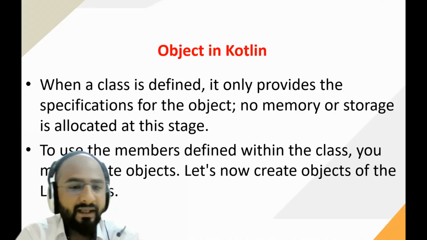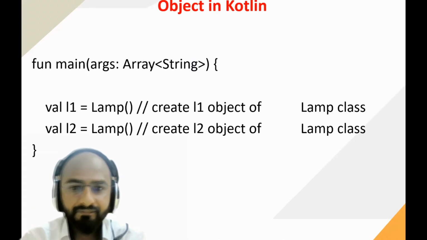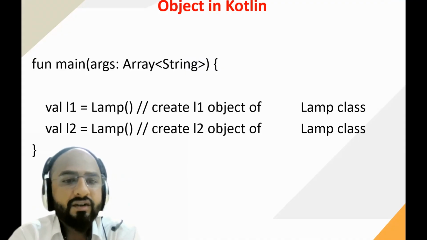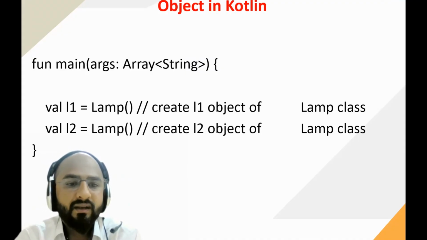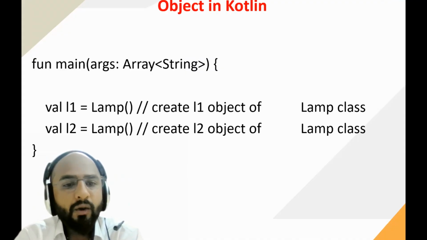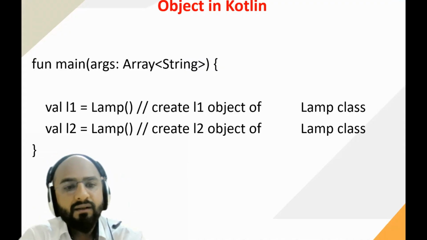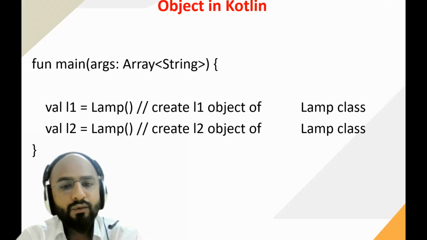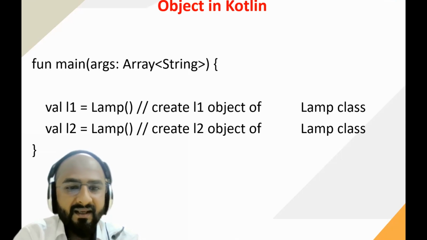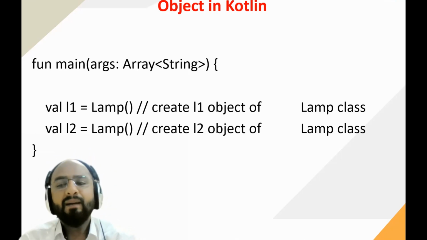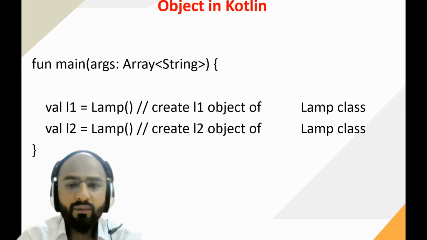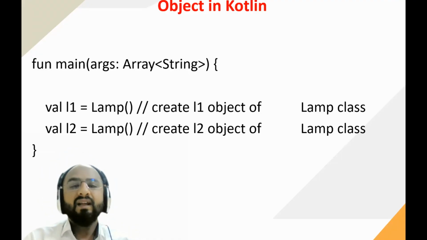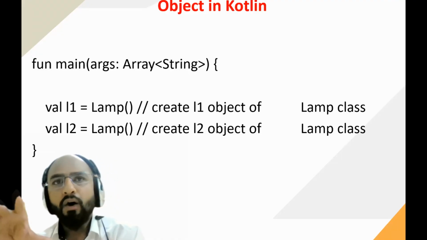Let's now create objects of the lamp class. In this example, I have written the function main with the argument array of string. Then we have created objects of the lamp class: val l1 equal to Lamp, val l2 equal to Lamp. So l1 is an object of the lamp class and l2 is an object of the lamp class. There is a lamp class and we have created two objects of the lamp class. So this is what an object is.